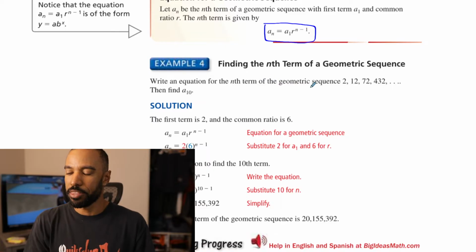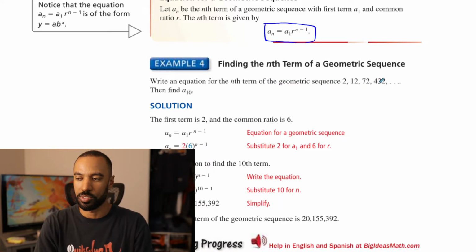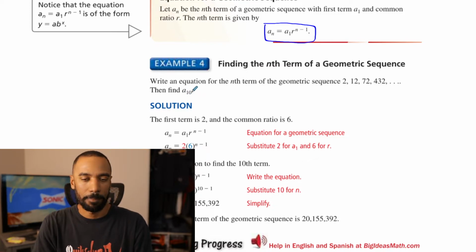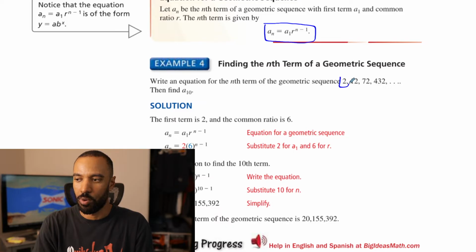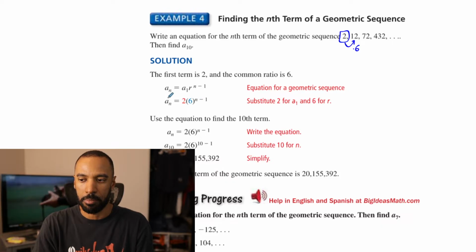Write an equation for the nth term of the geometric sequence 2, 12, 72, 432, etc. Then find a sub 10. Now, of course, they want you to use the formula. So we identify the first term, a sub 1, that's our 2. Your common ratio, we're multiplying by 6. So you have a first term of 2 and common ratio of 6. A sub n equals 2 times 6 to the n minus 1 power. That's the answer. That's the rule.